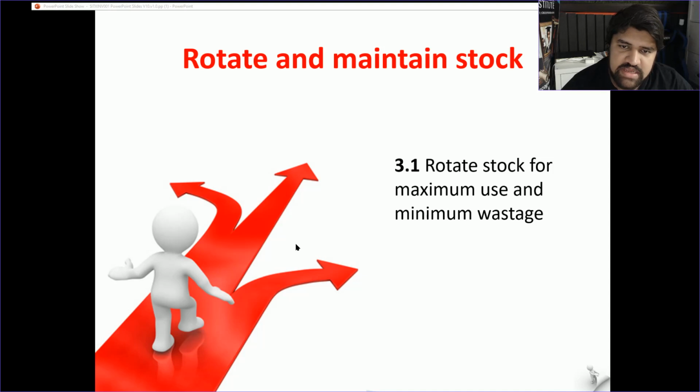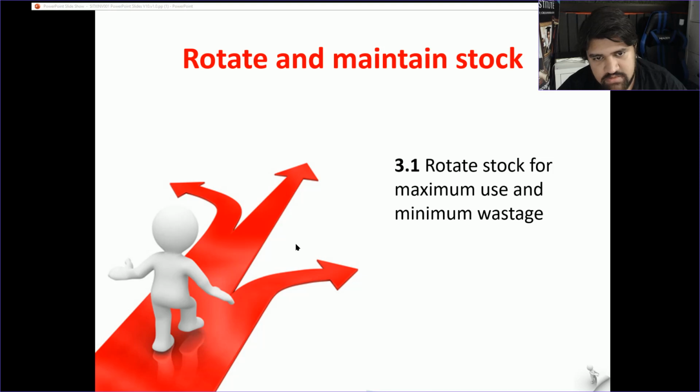Okay, rotate and maintain stock. So this is really important in the sense of first in, first out. When you get old items in, you don't want to just keep those old items to the back. If you've got new items, put them to the back, bring out the old items, put them to the front. So you're always using whatever is the oldest first. If you keep putting the stuff to the back, that's wasted product. You've never used it. So you hit the expiration date, now you've lost money.